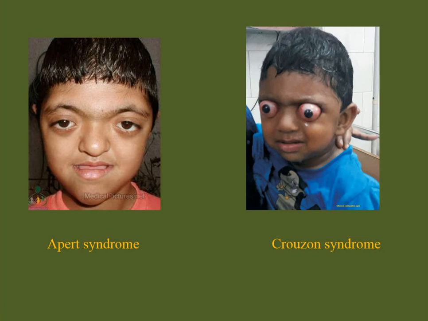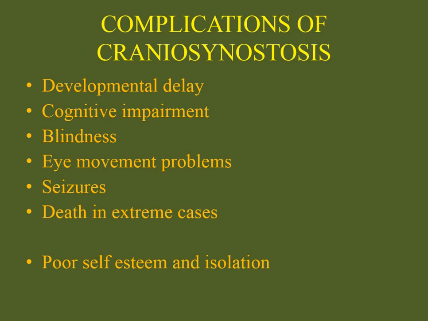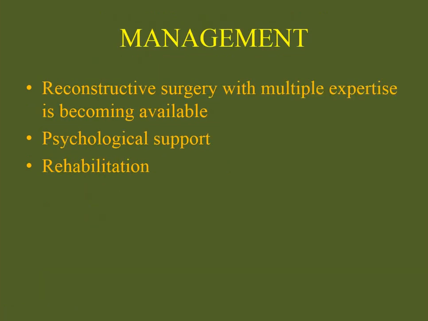In these children, Crouzon syndrome can be affected with breathing difficulty. Right. So what are the complications? There can be developmental delay because the brain can't grow freely. There can be cognitive impairment. There can be blindness. Eye movements can have problems. They can get seizures. If it's a severe case, then death can occur due to compression of the brain or inability to breathe and so on. And if it is not very severe, it can cause poor self-esteem in the child and isolation because they look different. So management wise, reconstructive surgery is possible these days with multiple expertise, and of course psychological support for the child and the family, and rehabilitation.